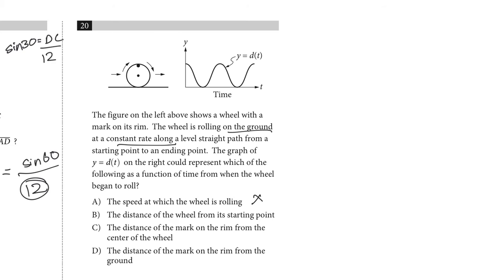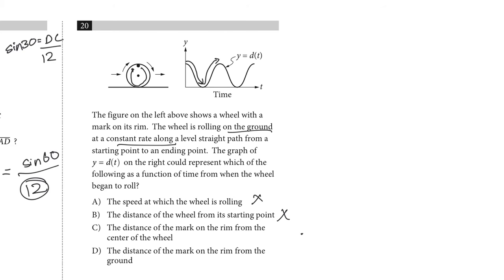The distance of the wheel from its starting point? No, I mean, that wouldn't really be so. The distance of the mark on the rim from the center of the wheel? That does seem so, because when this goes down, it will go back up again, and that's what's happening. It goes down, and then it goes back up again. That could be the answer.